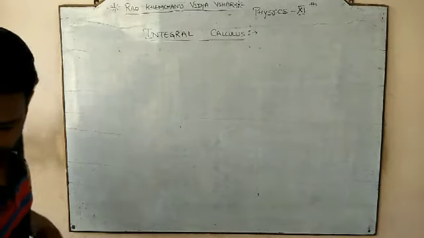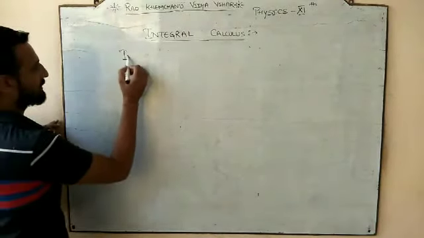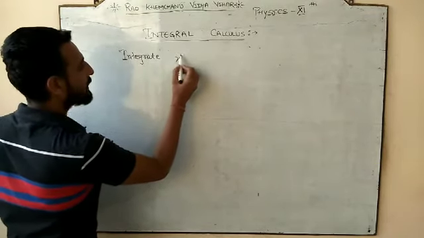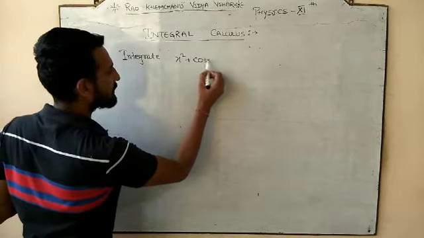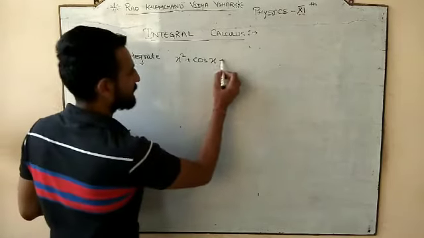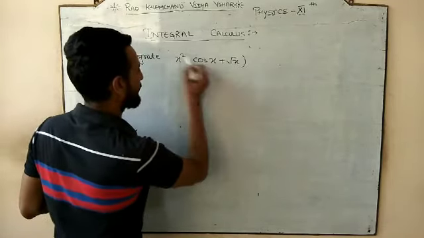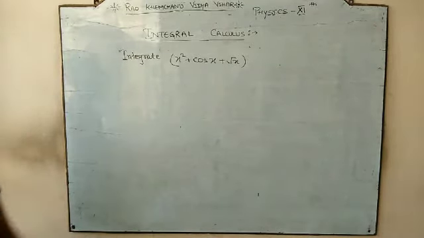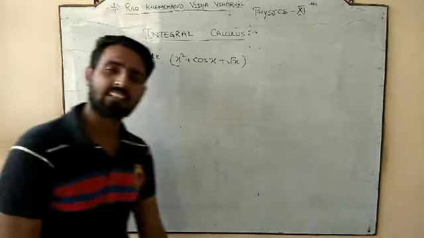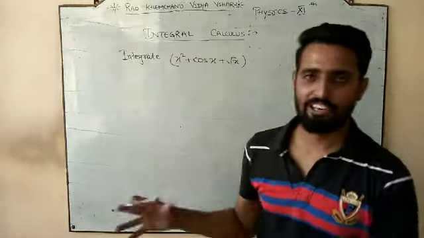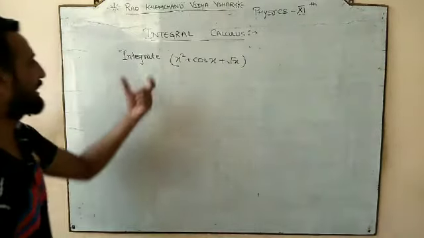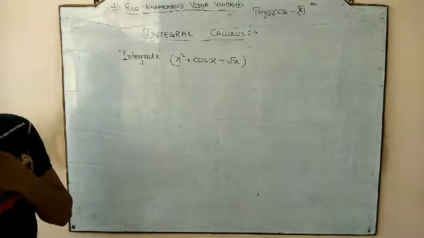And let's suppose teacher has given us: integrate x square plus cos x plus root x. So teacher has given us this and we have to integrate it. अब हमें integrate करना है. But he hasn't mentioned from where to where we have to integrate. कहाँ से कहाँ हमें integrate करना है. So definitely it is an example of indefinite integral.